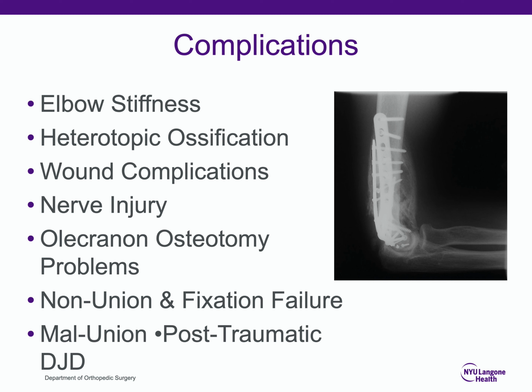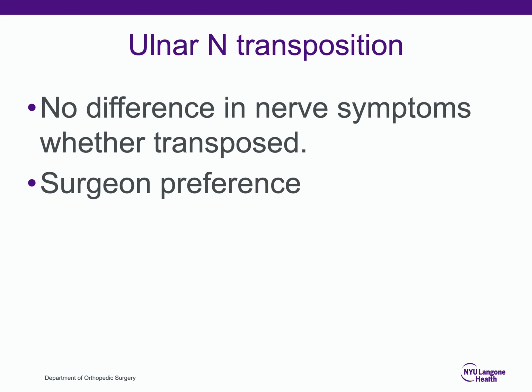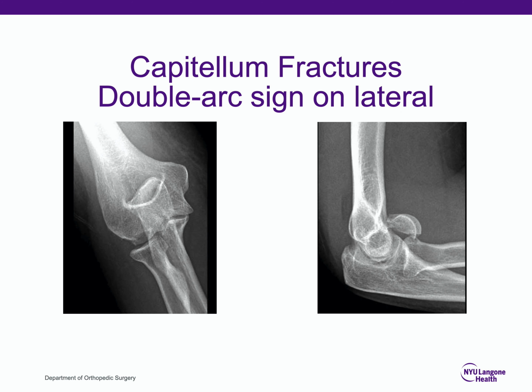Complications, again, a litany of them, predominantly being elbow stiffness and heterotopic ossification. The olecranon osteotomies have their own complications of hardware prominence, need for removal of hardware, even non-union, and in some series the risk of osteotomy complication is as high as the risk of distal humerus complications. Ulnar nerve transposition, again, another controversial topic, is whether it helps or does not help. Typically, ulnar nerve transposition has made no difference in multiple studies, including one from our institution. So it's essentially surgeon preference.